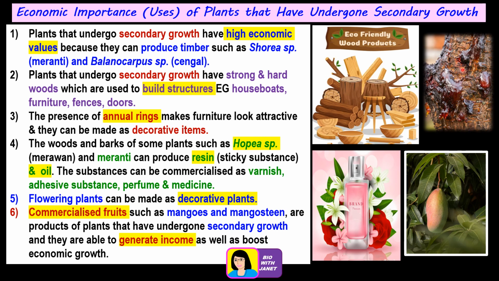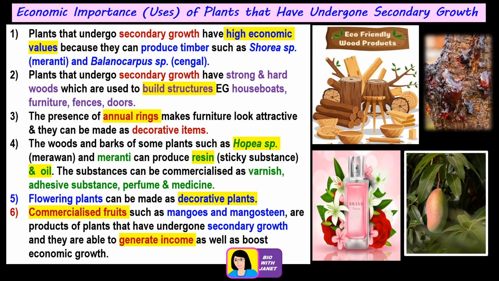Then the wood and the bark, okay, for example, in this picture, of some plants, such as Hopea species, Merawan and Meranti, can produce resin, okay, like the substance here, which is a sticky substance, and oil. So these substances can be commercialized. That means they can be used to make commercial products like varnish, adhesive substance, perfume, or even medicine. Okay, and then some perfume can be obtained from the flowers of these plants, right? The substance that is used to produce perfume can come from the flowers of woody plants also.